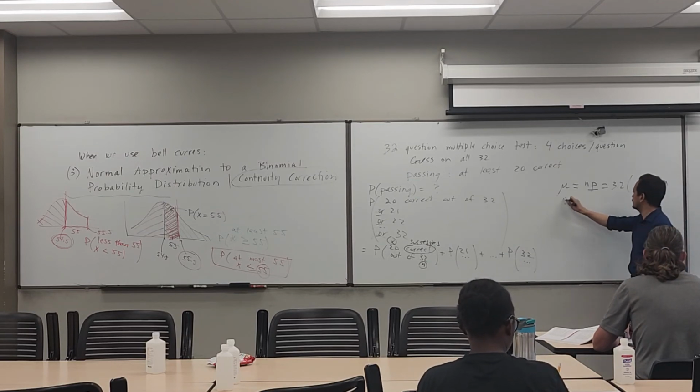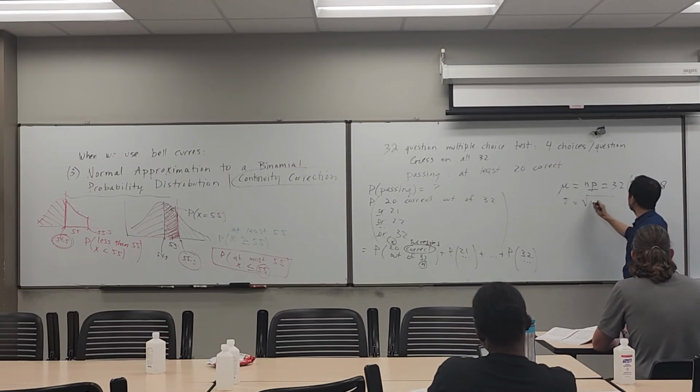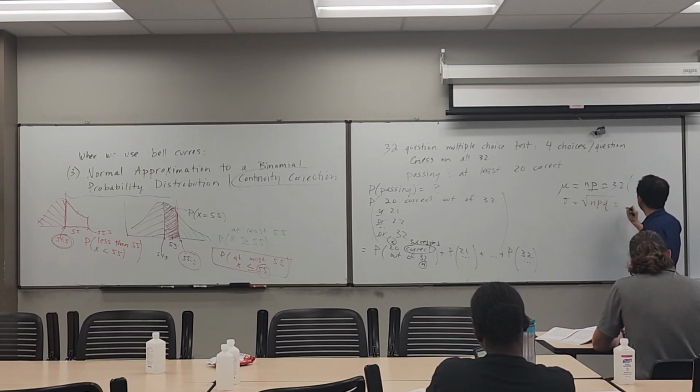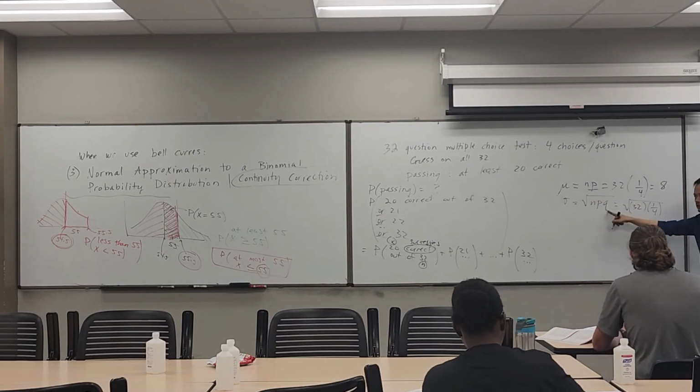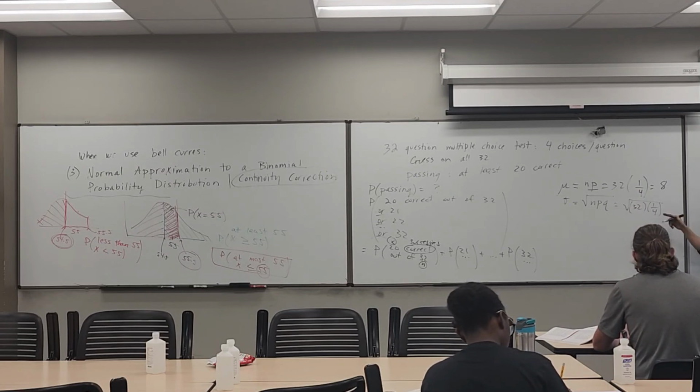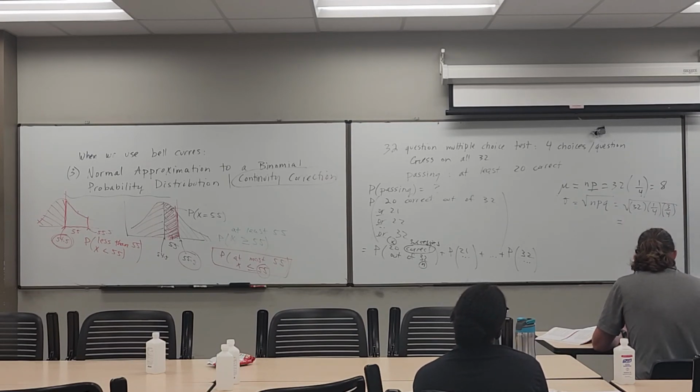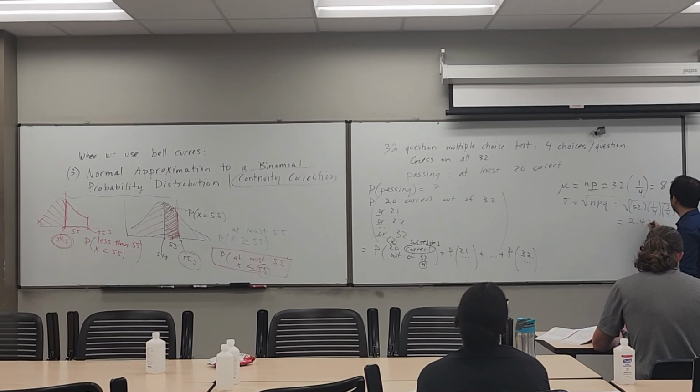And the standard deviation is going to fit that simple formula of the square root of NPQ, which is the square root of 32 times 1/4 times Q, which is the complement of P, or 1 minus P, which is 3/4. So you punch this in, what do you get? 2.45. 2.45, good.